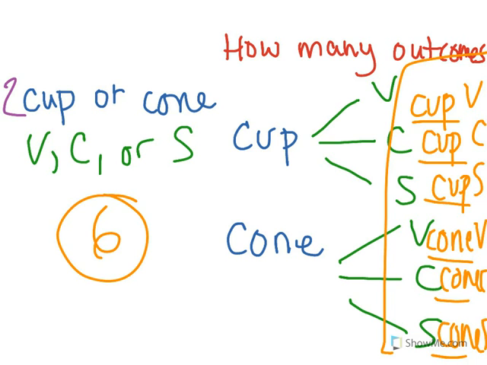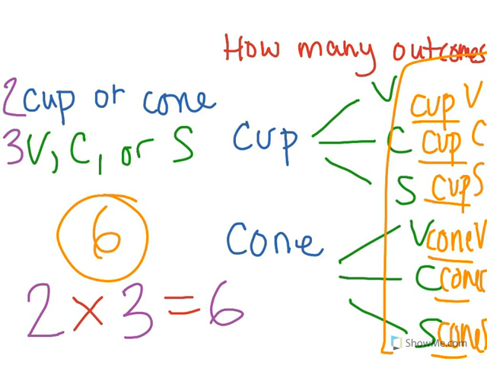And the other way that we looked at doing this is to say, well, I've got 2 options for cup or cone, and I've got 3 options for vanilla, chocolate, or strawberry ice cream. And so 2 options for the cone, 3 options for the ice cream. I'm going to multiply those together, and I end up with 6 different options.